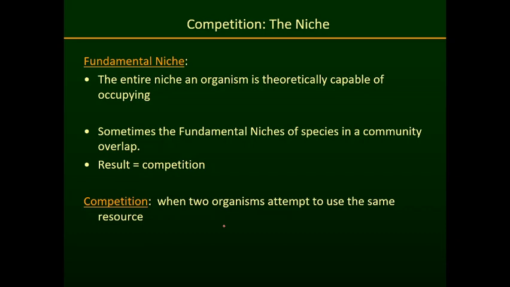Now, I'm going to introduce two different categories of niche, and I'm going to start off with the fundamental niche. We're going to get to the second type, the realized niche, in a few minutes. We've got a ways to go there, okay? The fundamental niche is the entire niche that an organism is theoretically capable of occupying. So this isn't necessarily where the species is found in nature, it's where the species can possibly survive. And that's a key distinction.